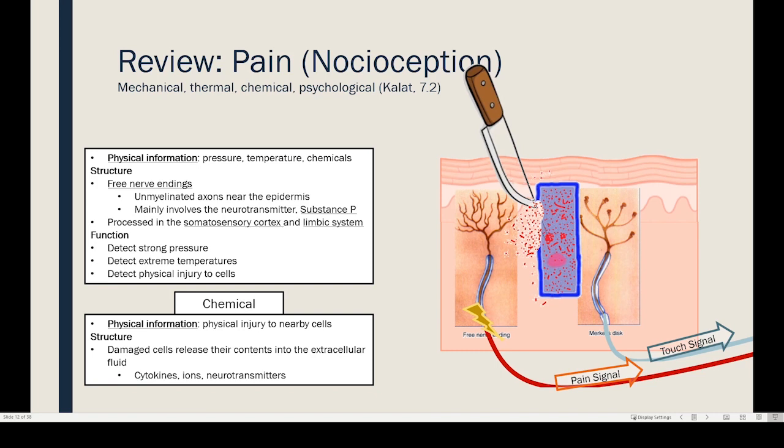So when nearby cells are injured, they may be broken open and all of their contents flow out into the extracellular fluid. And some of the free nerve endings can have receptors for some of these chemicals that are supposed to be inside the cell, but then end up outside the cell. Things like cytokines, ions, and neurotransmitters. So in that way, these free nerve endings can detect when other cells are injured nearby. And so they will send a pain signal in response to let you know that you have suffered physical injury.